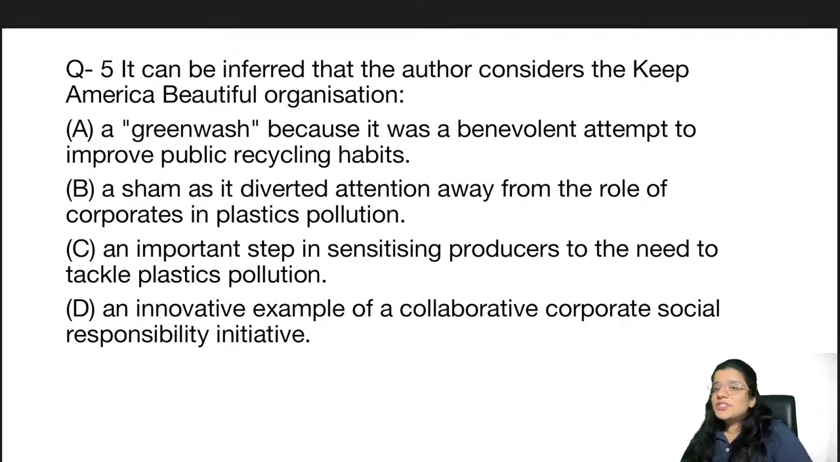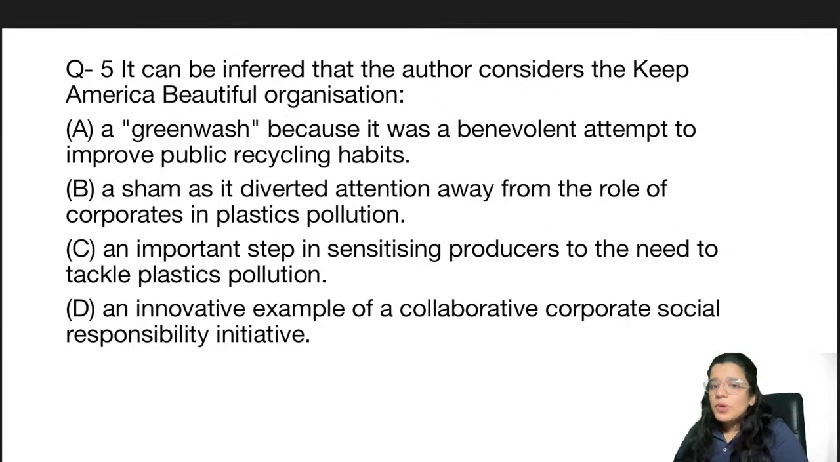B says it is a sham as it diverted attention away from the role of corporates in plastic pollution. Absolutely, that's what the author says. कि it's a sham. ये क्या करता है? ये green washing front है. ये divert कर रहा है लोगों का attention. Right? So B is the correct answer.